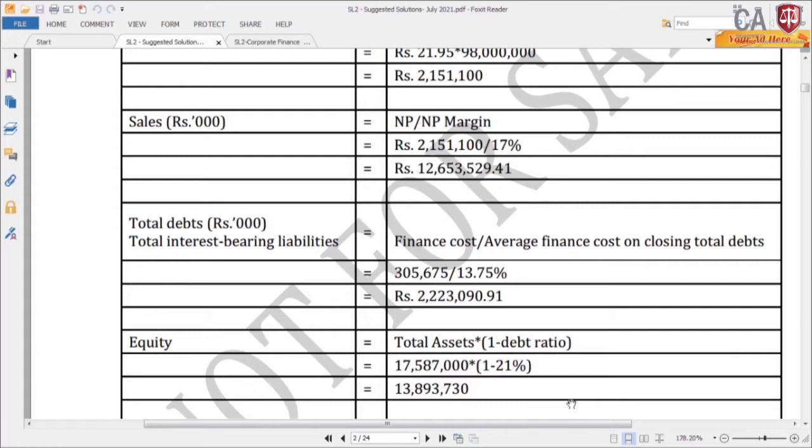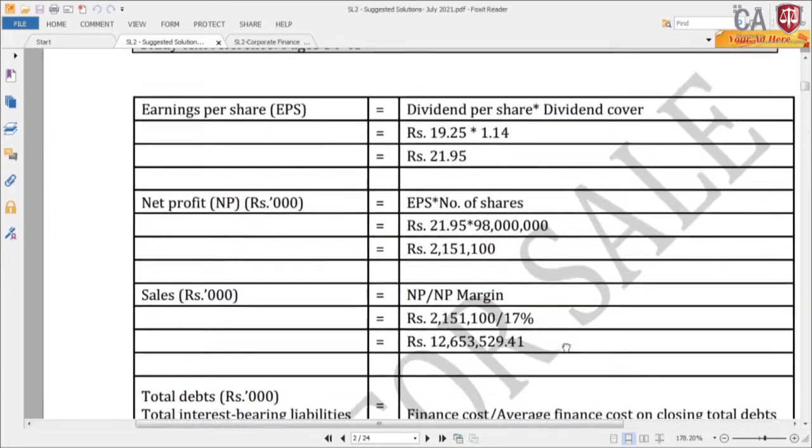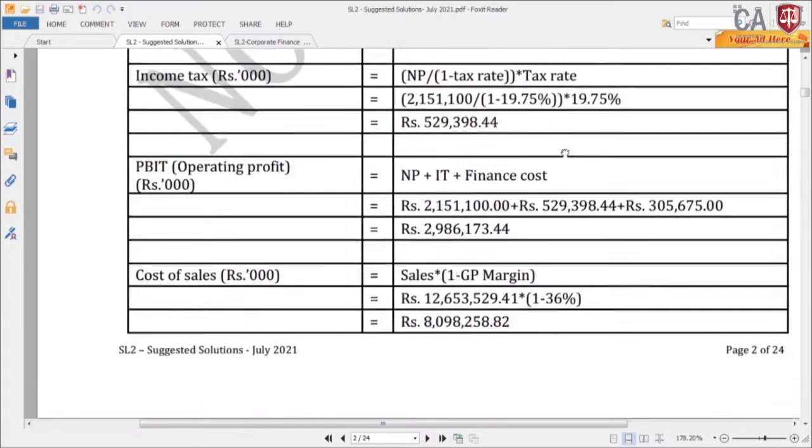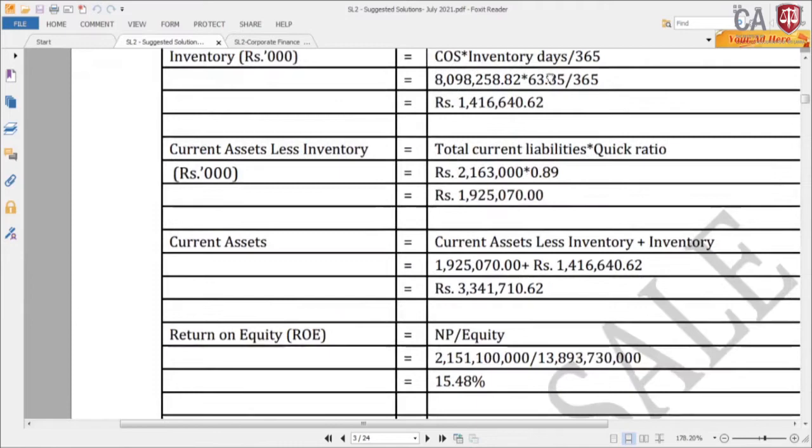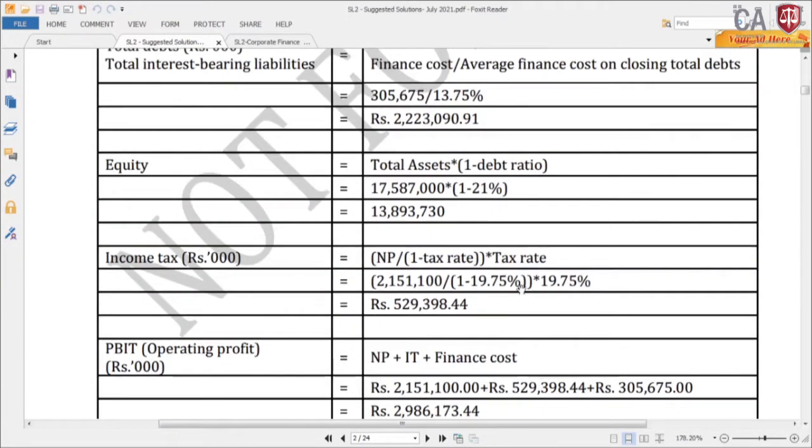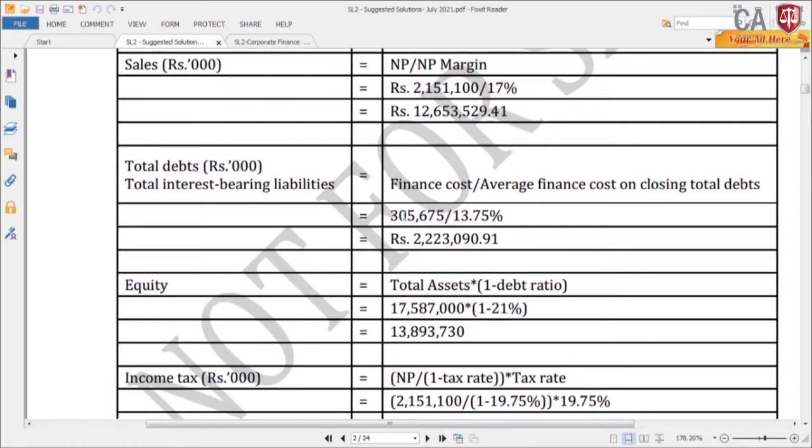So finance cost is given as how much? 305 million. You can see the total debts or total interest bearing liabilities. 305 million is your finance cost. Finance cost percentage is 13.75. So when you divide the 305 million by 13.75, you get 2.2 billion as your debt capital in the balance sheet. So interest bearing loans in the balance sheet is 2.2 billion. So keep that in mind.